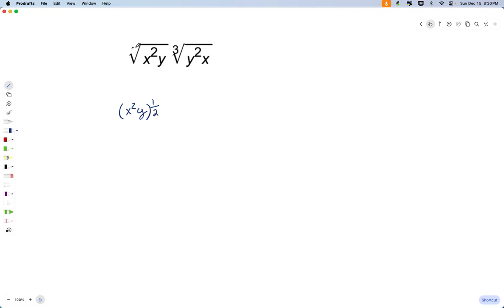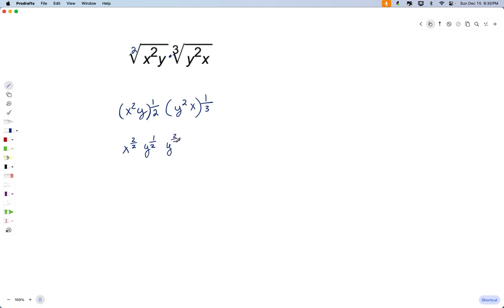So we're going to do the same thing. We're going to put what's in here in the parentheses. That is written one time, and it has an index of 3. Now we're going to multiply. 1/2 times 2, that's x to the 2 over 2. 1/2 times y to the 1, that's y to the 1/2. 1/3 times y squared, that's going to be y to the 2 over 3. And x to the 1 times 1/3 is going to be x to the 1/3.